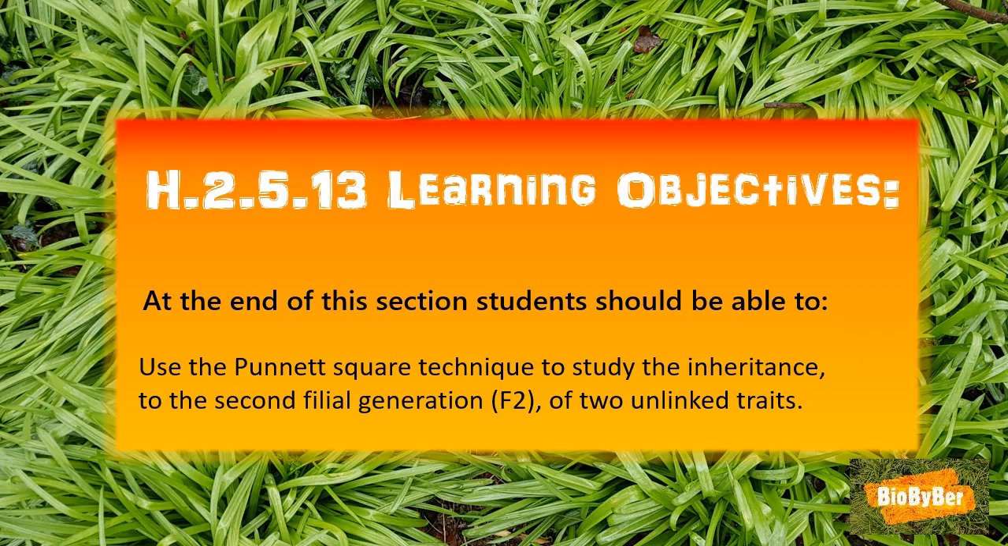What does this actually mean? What are we trying to learn? Well, we have to be able to use the Punnett square technique to study the inheritance of two unlinked characteristics or traits to the second generation, or to the second filial F2 generation.